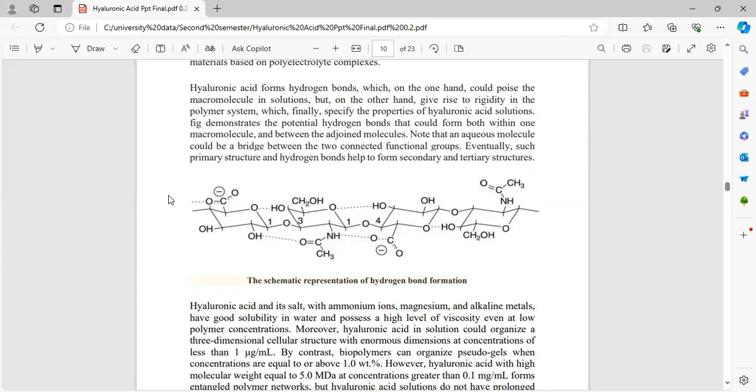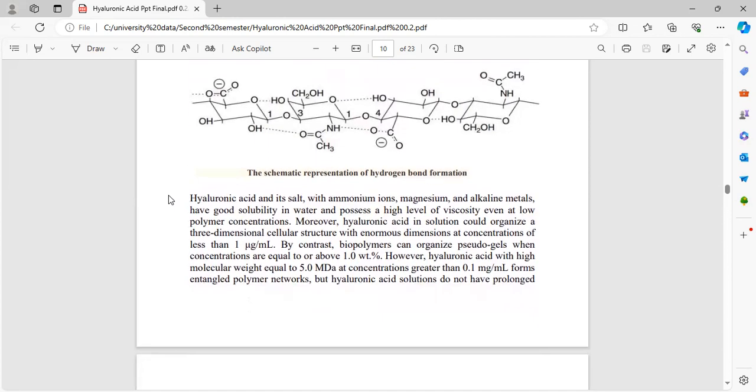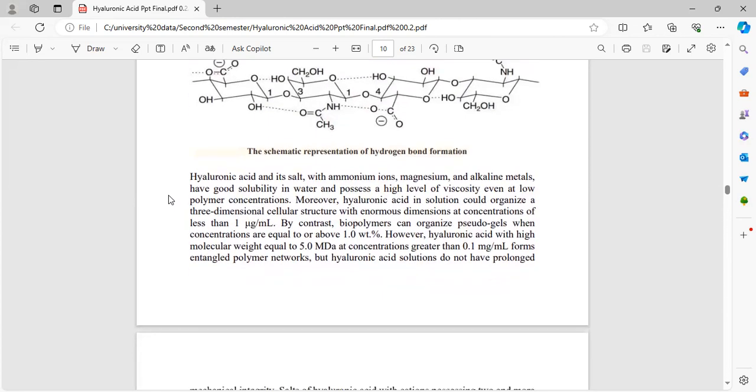Hyaluronic acid and its salts with ammonium ions, magnesium, and alkaline metals have good solubility in water and possess a high molecular viscosity even at a low polymer concentration. Moreover, hyaluronic acid solution could organize a three-dimensional cellular structure with enormous dimension at concentrations of less than 1 mg/ml. Biopolymers can organize pseudo-gels when concentrations are equal to or above 1.0.